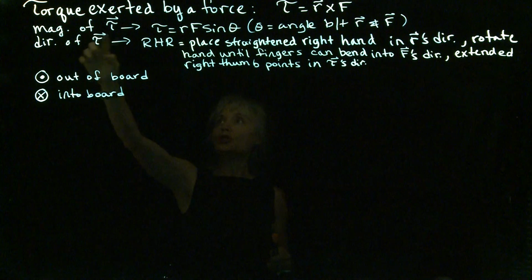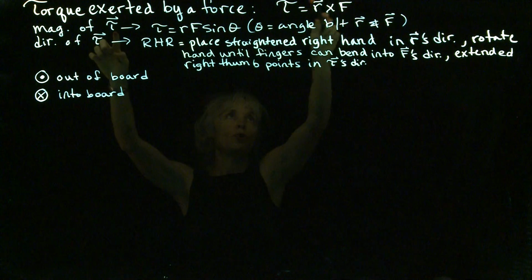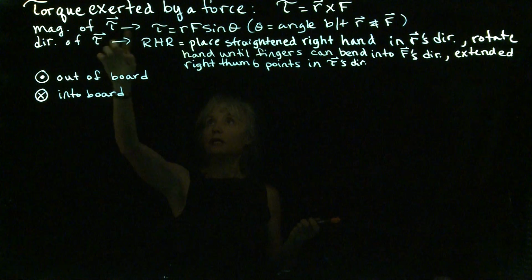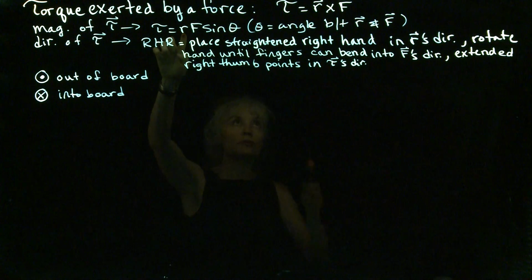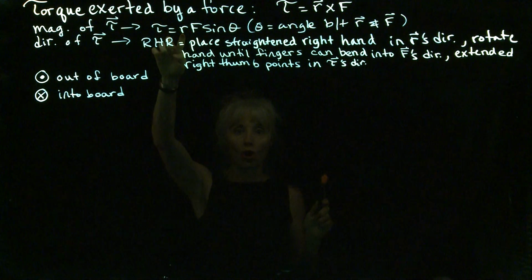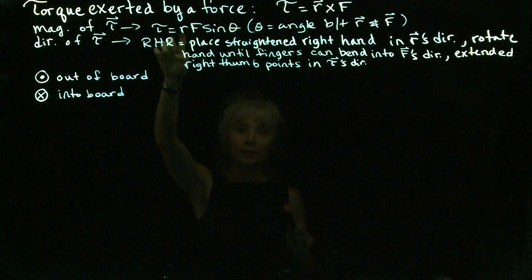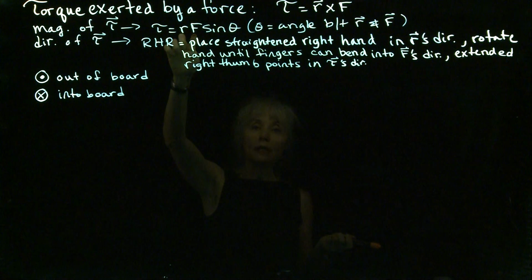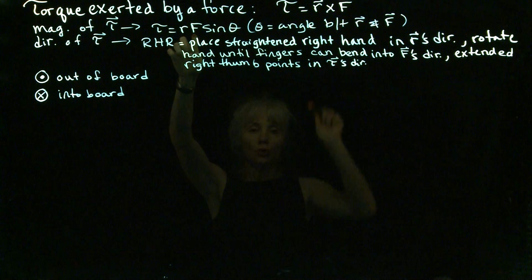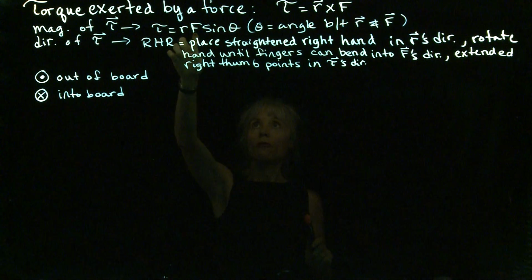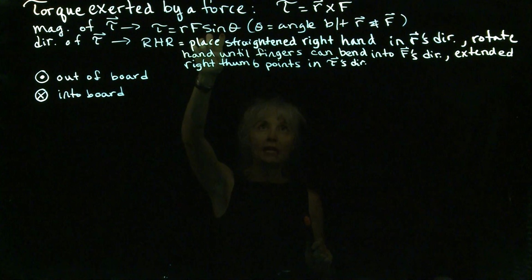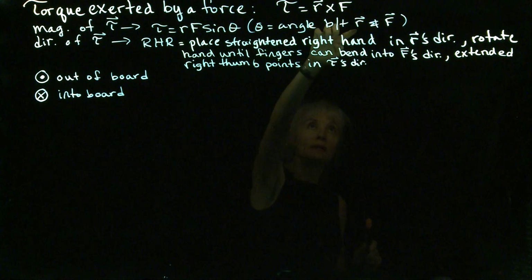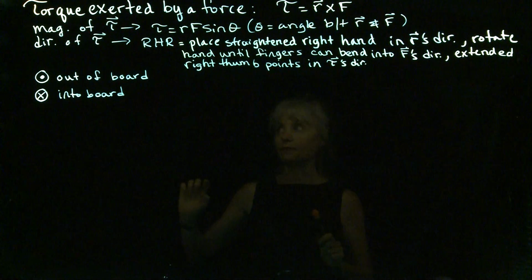The magnitude part of this cross product for torque is going to be equal to the magnitude of the first vector, which is r, that is the distance from the axis as a vector that points from the axis of rotation to the point of application of the force, times the magnitude of the second vector, which is the force itself, times the sine of the angle in between the vector r and the vector F.